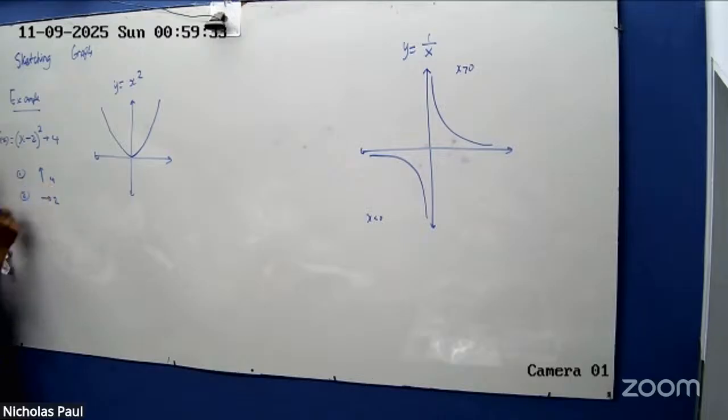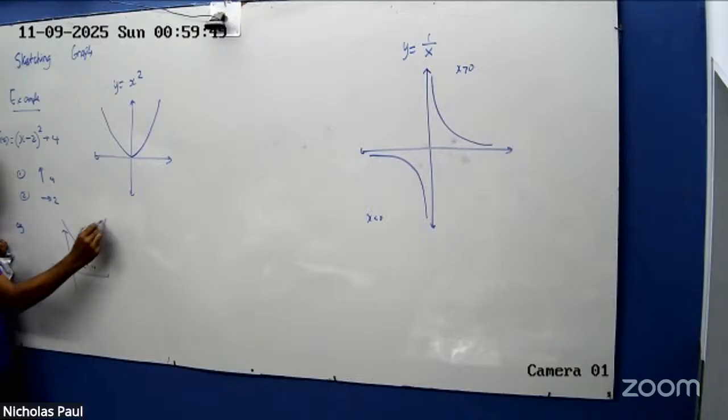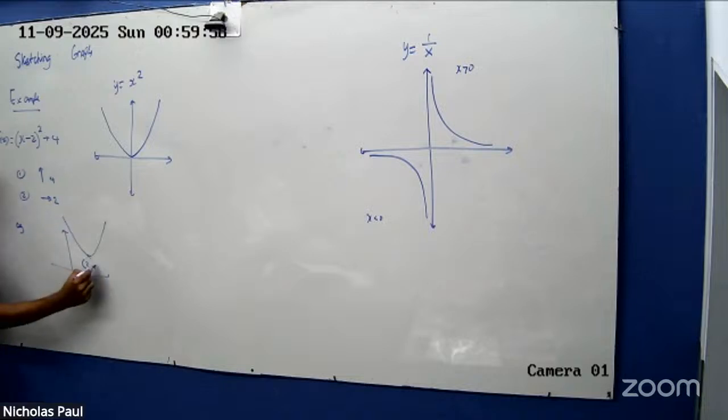What's the most important point I should have? I should have the minimum point. So the minimum point is 2 to the right, 4 upwards. So the minimum point is now 2, 4.